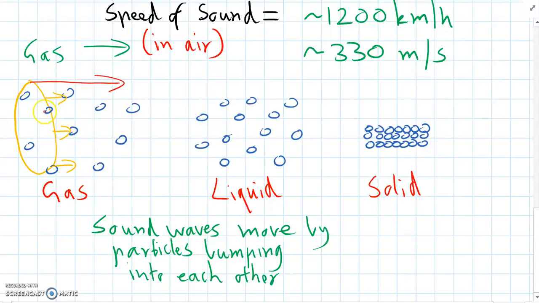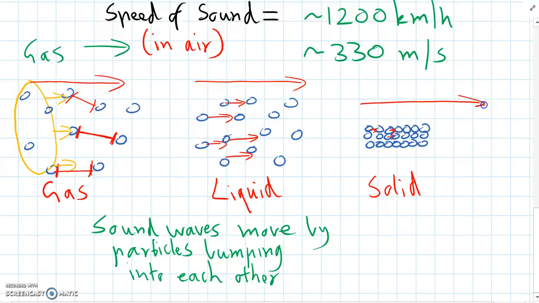In a gas, there are big gaps between each particle. So it takes a while until one particle bumps into another one. But in liquids, there are smaller gaps between the particles, so it doesn't take as long for a sound wave to move through a liquid. In other words, the sound wave will move more quickly. And in a solid, the particles are so close that sound waves move really quickly through solids.